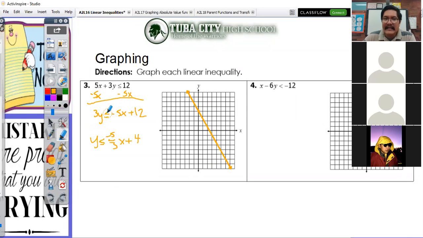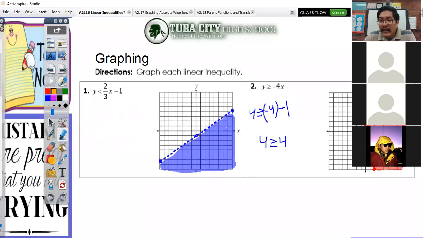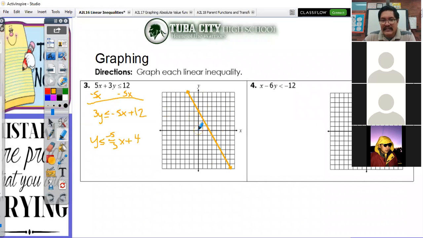Now we have to shade it. And again, probably the easiest thing to do, in my opinion, is to plug in 0, 0. As long as your graph is not going right through the middle like number 2 did, you should be able to pick 0, 0. So 0 is less than 4, which is true. Or again, you can also look at the mouth and notice that it's facing away from the y. If it is facing away from the y, that means the downside is shaded because we don't want the y on the top.